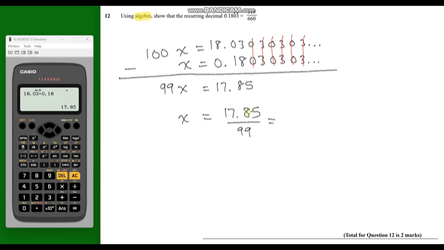We obviously can't leave it like this. We can't have a decimal in a fraction, so to get rid of this decimal I'm just going to multiply top and bottom by 100. So that gives me 1785 over 9900, and we just need to prove that this is the same as this. Well, we can just simplify this, and to simplify it I'm just going to use the calculator. So we've got 1785 over 9900, and yes, hey presto, we have the same answer. So we can simplify that, 119 over 660. So we have used algebra to show that 0.1803 recurring is equal to this fraction.